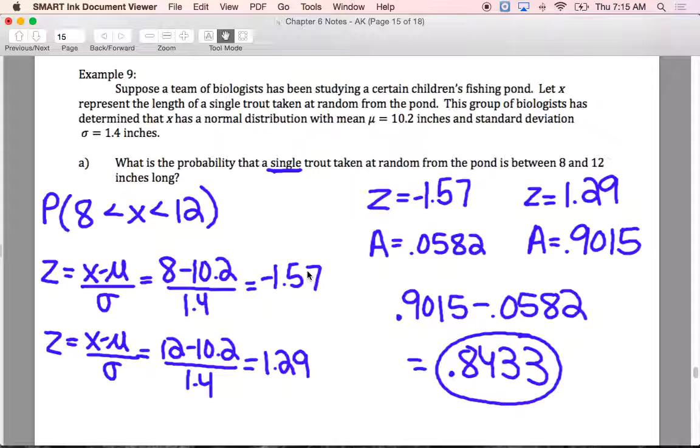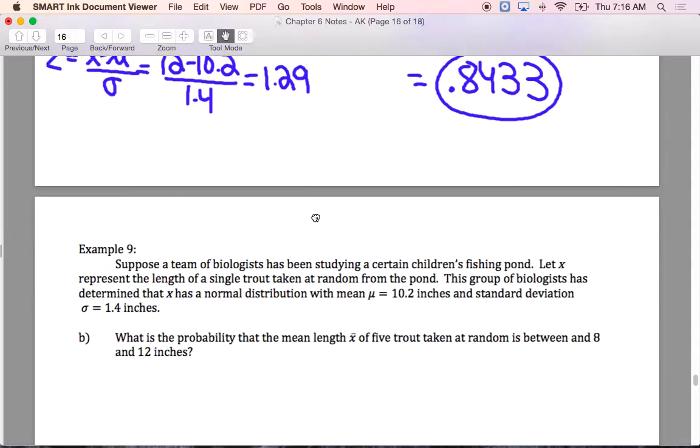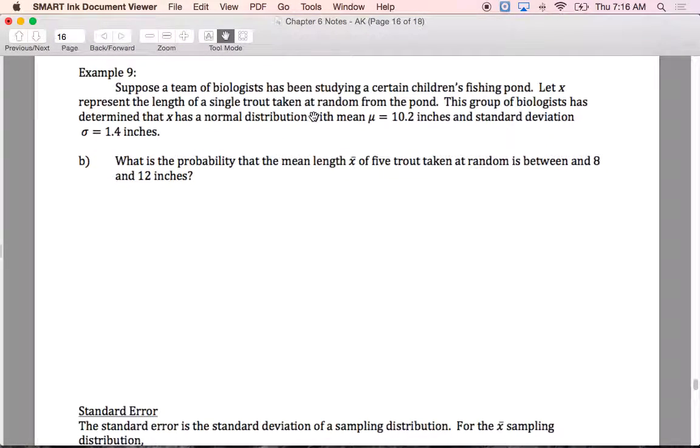Now, part B is going to change it up a little bit. So for part B, we're going to have to use the new sigma and the new mean going through these. So it's still the same problem, but now they're saying we've got 5 trout. So it's not 1, it's 5. So that means we have an n as we go through this. So that means then that our n is equal to 5, because we have 5 in our sample.